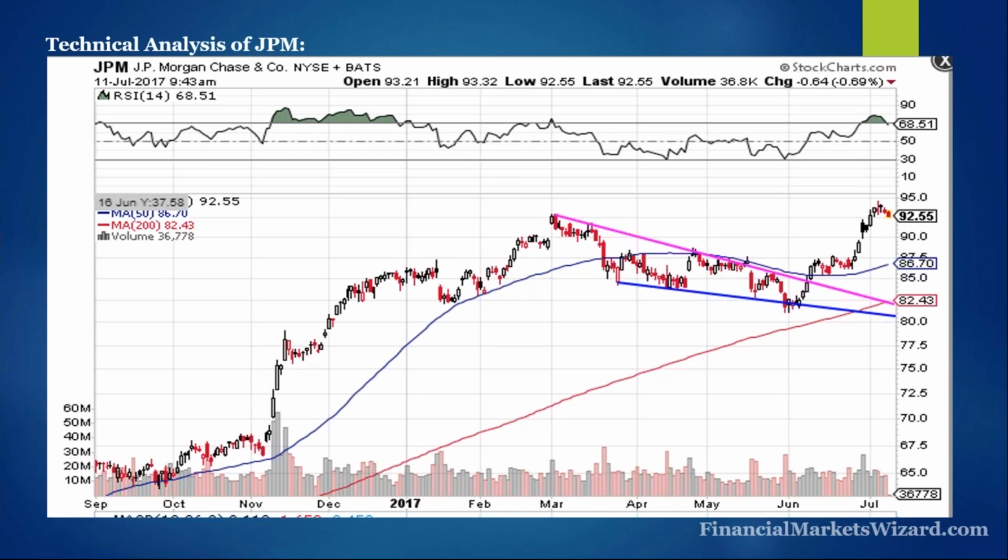That's what JPM does. If you know the past behavior, it could do the same in the future. So I did not buy puts.